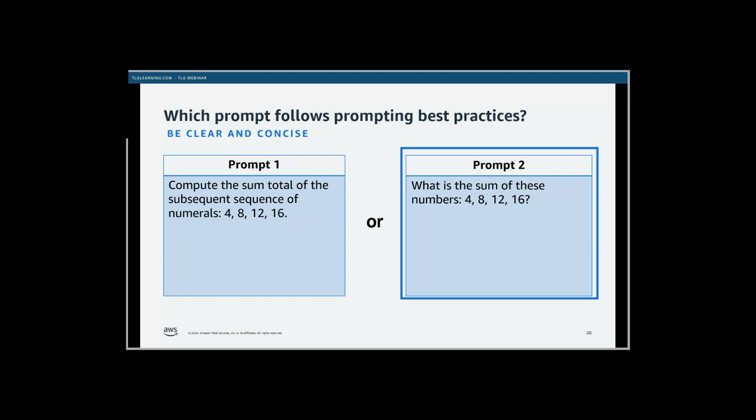What is the sum of these numbers? Look at prompt one. There's a lot of unnecessary words here. It's unnecessarily complex, where we're asking, will compute the sum total of the subsequent sequence of numerals. So it's overly flowery language, and we have extra words that aren't really necessary. It's not clear and concise. It's not really to the point. So prompt one, not an example of being clear and concise. Prompt two, much better at that.